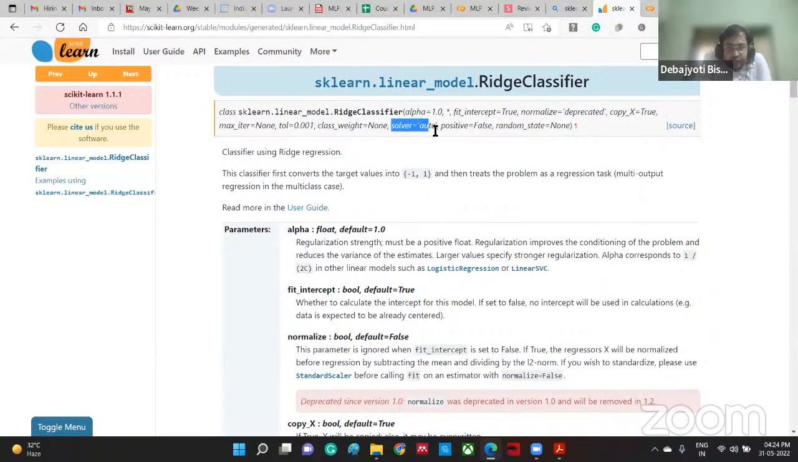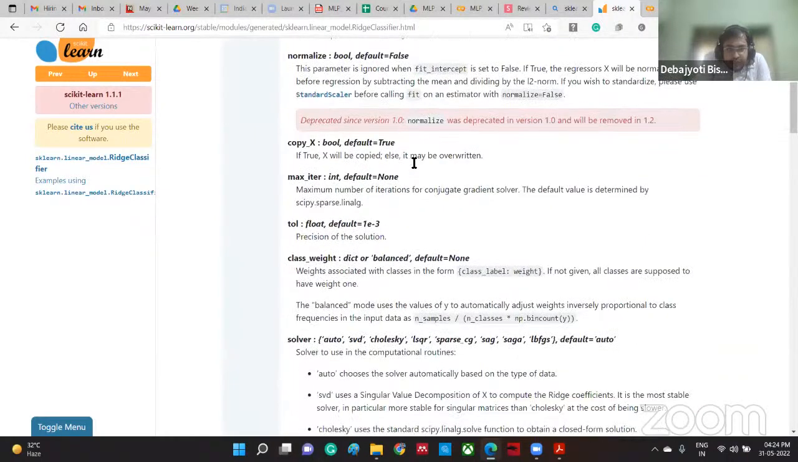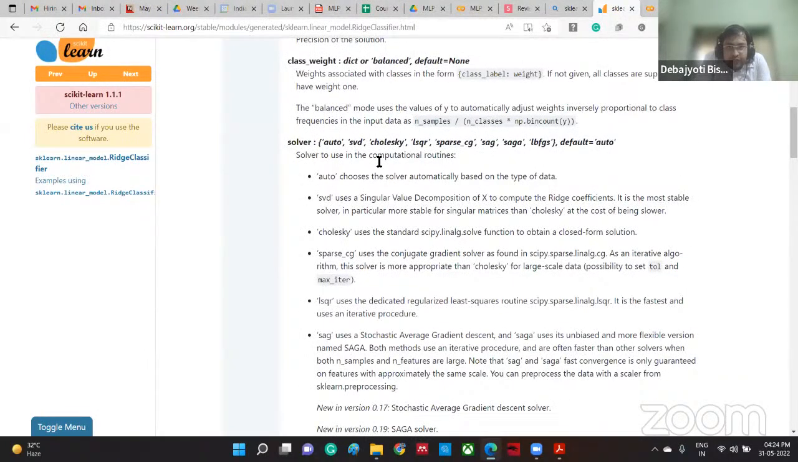So here you see the solver is equal to auto. Generally, the default is auto. Solver to use in the computational routines: auto chooses the solver automatically based on the type of data. SVD uses a singular value decomposition of X.